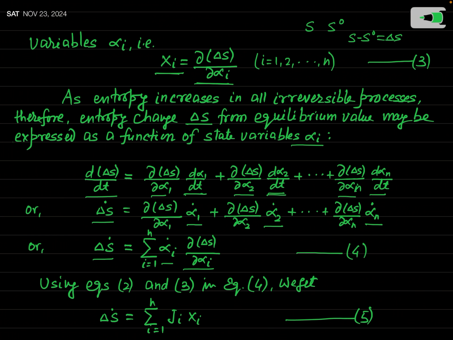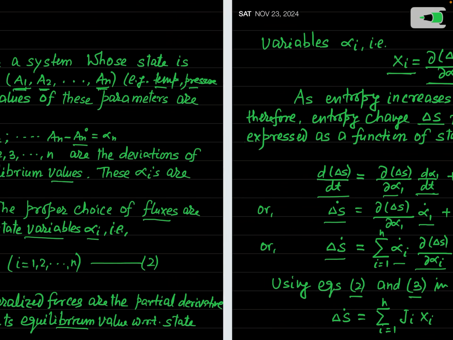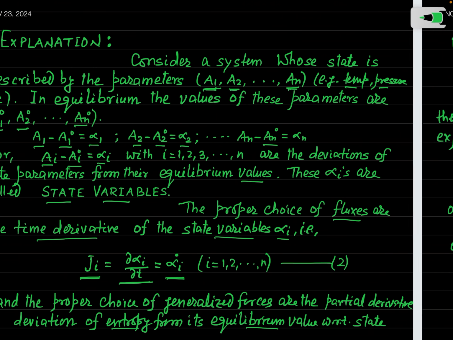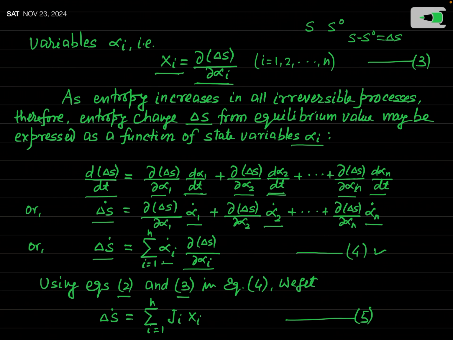Now we will use equations 2 and 3 in this equation number 4. According to equation 2, this alpha i dot is equal to the fluxes Ji. So instead of alpha i dot, you may write Ji. And according to equation 3, this partial derivative of delta S with respect to alpha i equals the generalized force Xi. Therefore, this factor del delta S by del alpha i has been replaced by Xi.